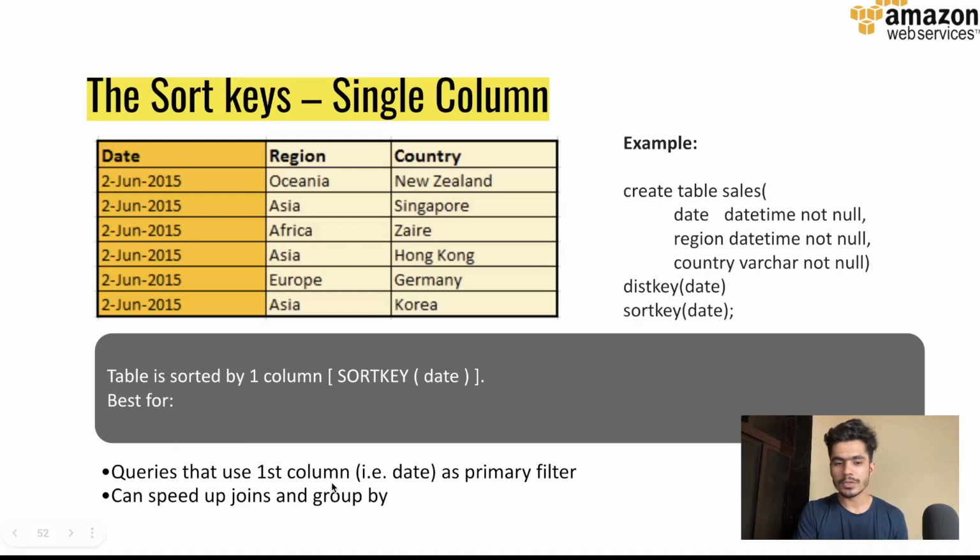So queries that use the first column, that is date, as a primary filter can speed up the join and group by. If you are filtering on a dashboard and trying to find the last 3 months or last 12 months of data, then if the table has a sort key, it will be much faster because it knows which blocks it needs to filter out to get the result.